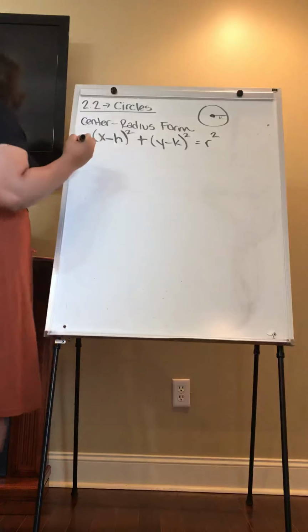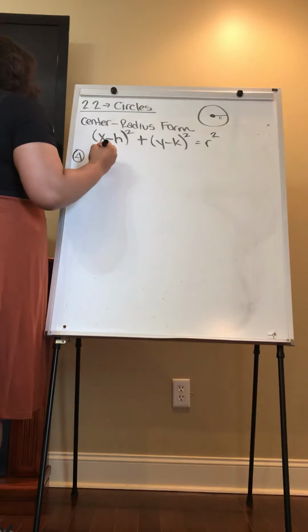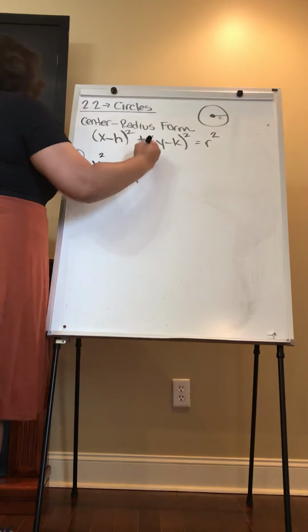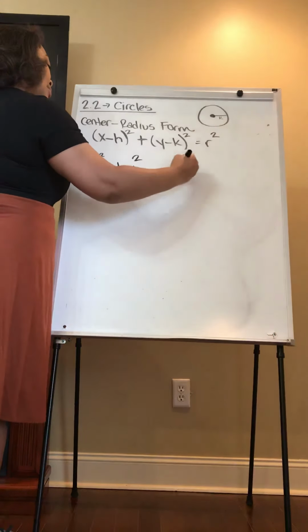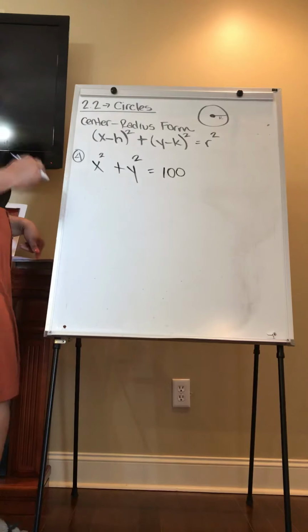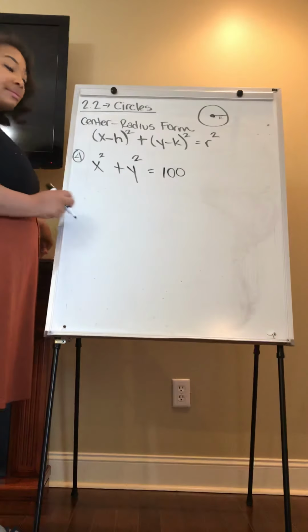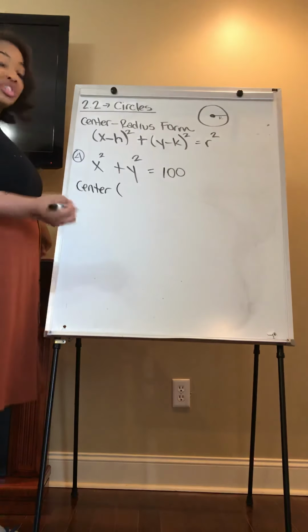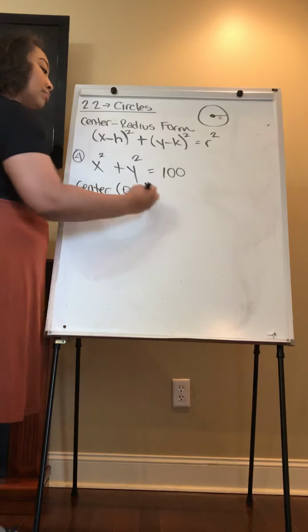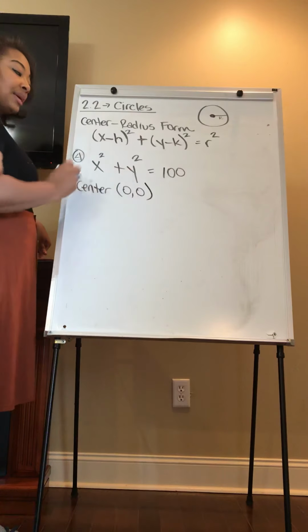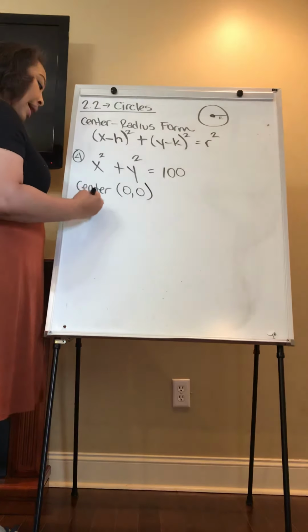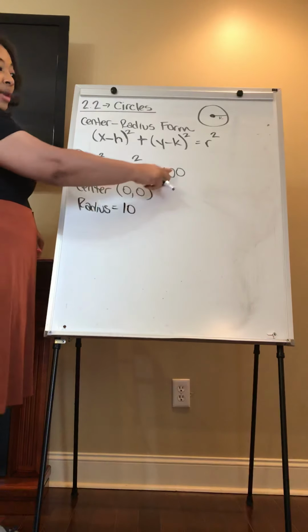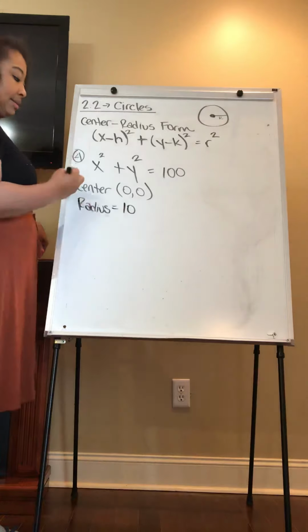What about x squared plus y squared equals 100. Well, again, I did not put it in parentheses. So that center would represent the origin, which would be 0, 0. 0 for the x, 0 for the y. And my radius would simply be 10. The square root of 100 is 10.